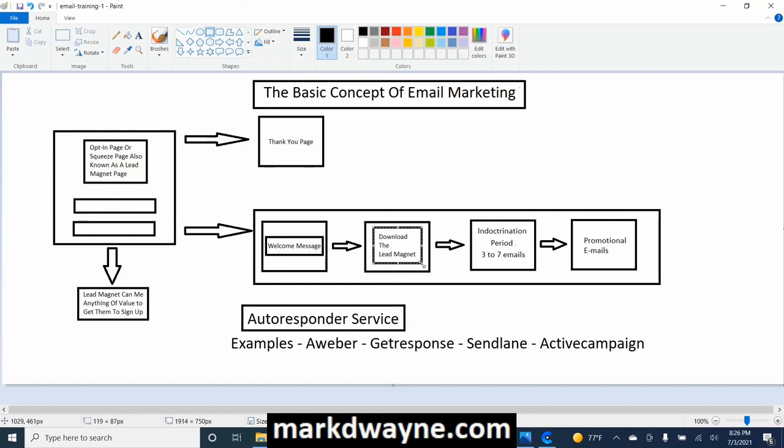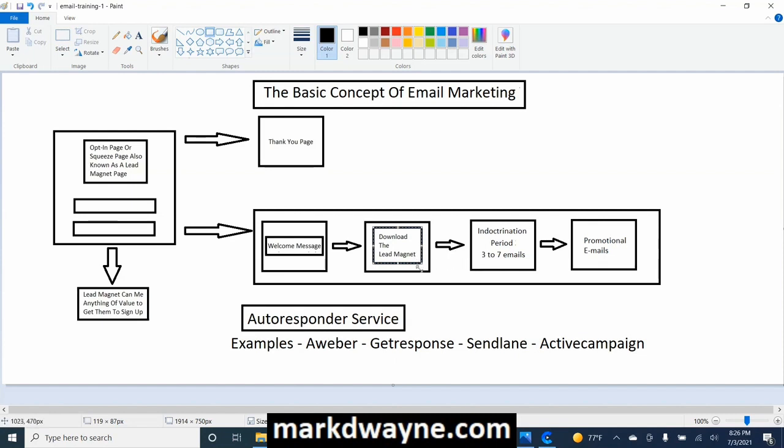Now, this is typically used for digital marketing. For physical products, it doesn't really work this way. There are different types, and in the next few videos we're going to get into the different types of email marketing. But this slide pertains to digital products mainly.